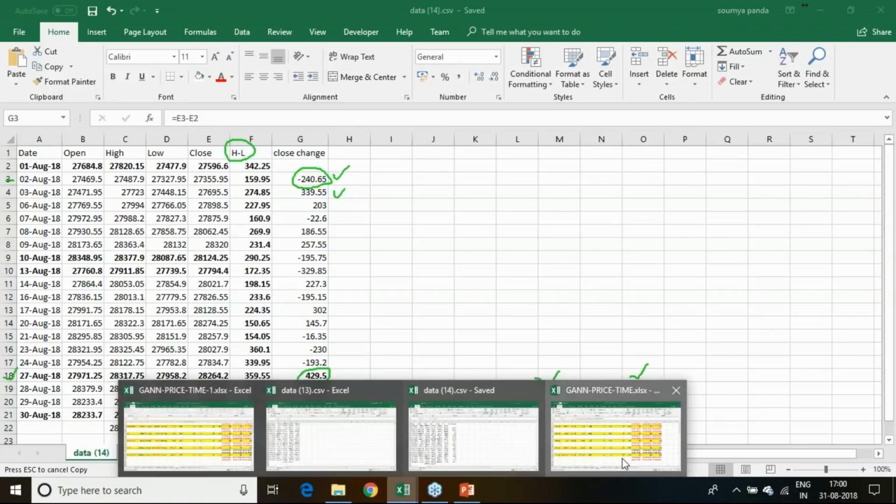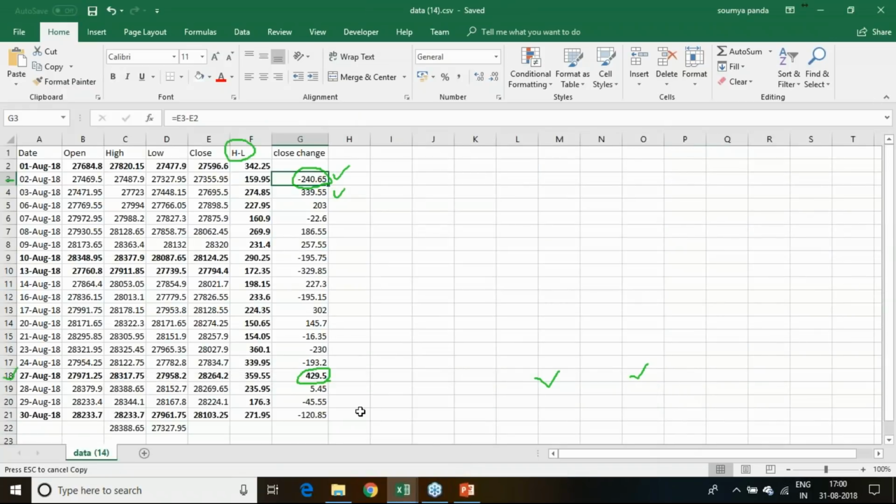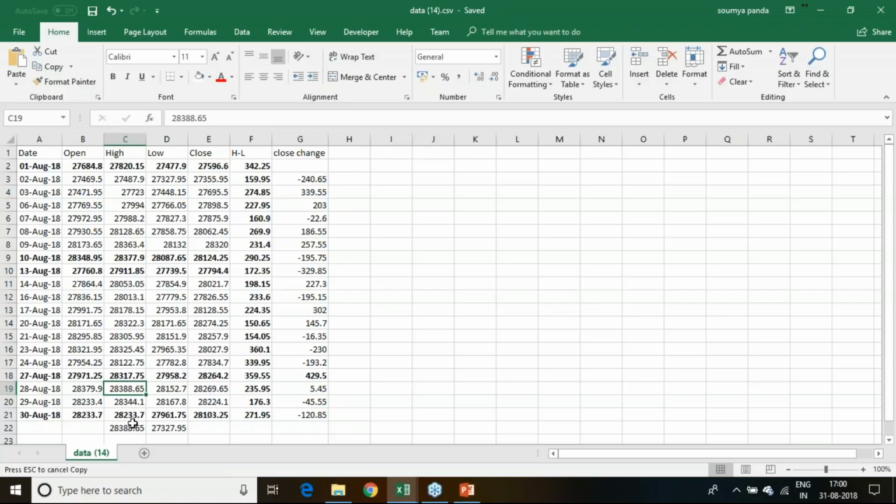27th August is also one of your calculated dates, and on that particular date you are getting the maximum oscillation, the maximum gain in Bank Nifty in the month of August, that is on the 27th August. In the same way, if you go to the 28th August, you have made the monthly high. This is the monthly high that happened on the 28th August.